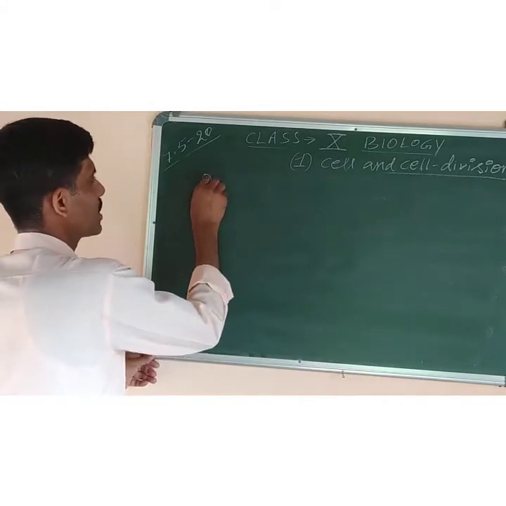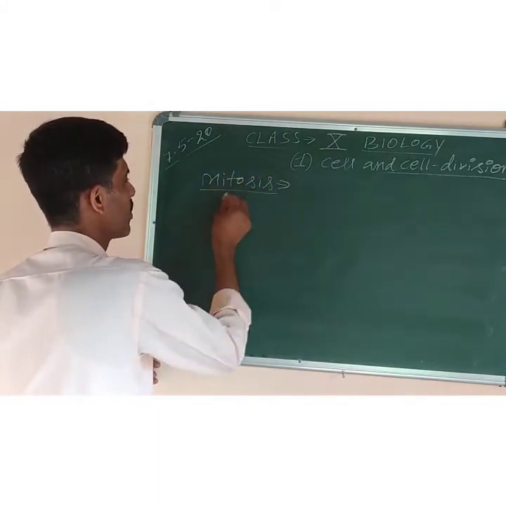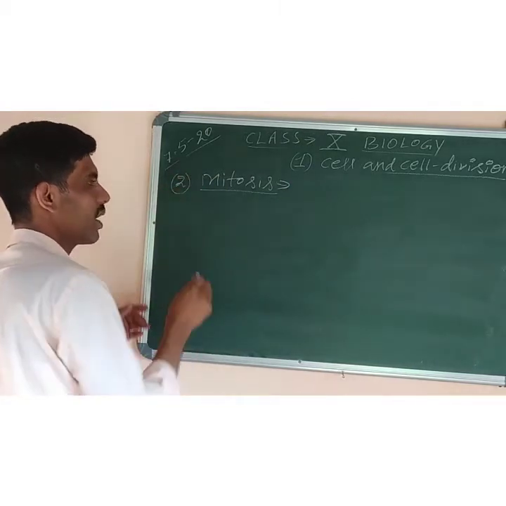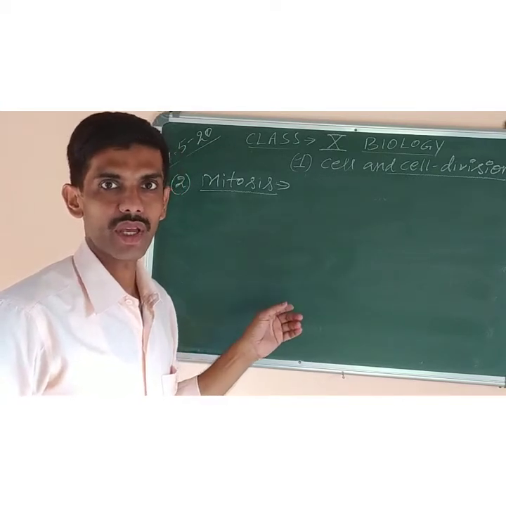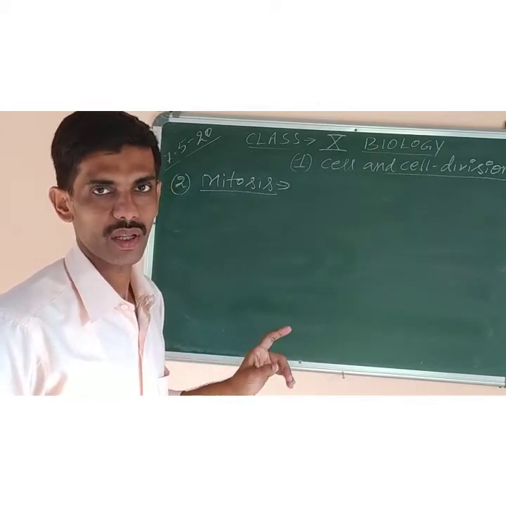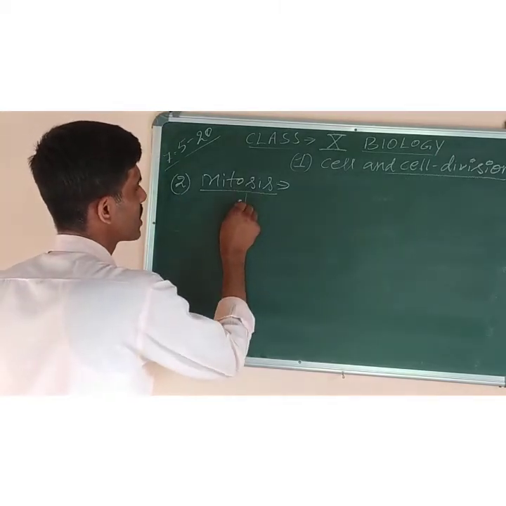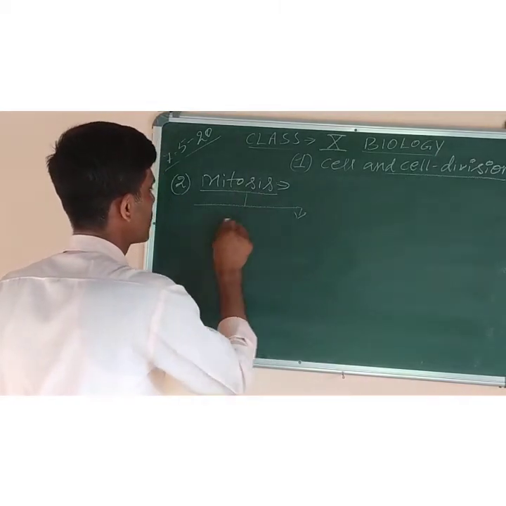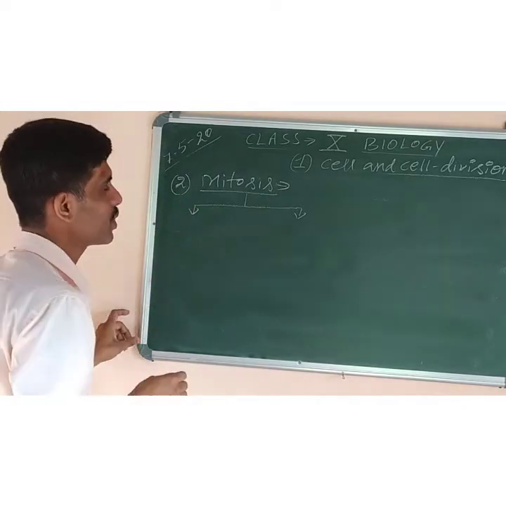Okay. Mitosis means the type of cell division which is found in the body cells or the somatic cells. This type of cell division is found in somatic cells or body cells, and it is completed in two steps. Let me draw it first. Mitosis cell division is completed in two steps.